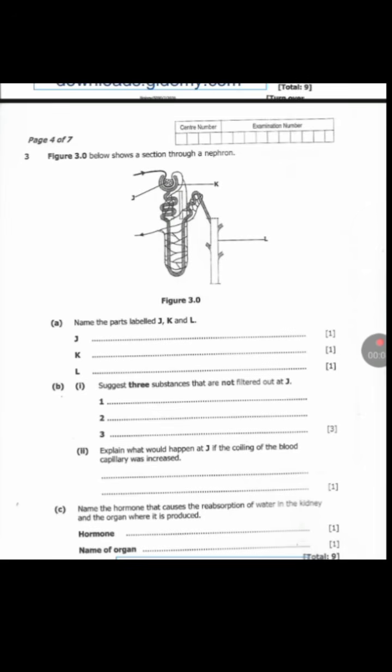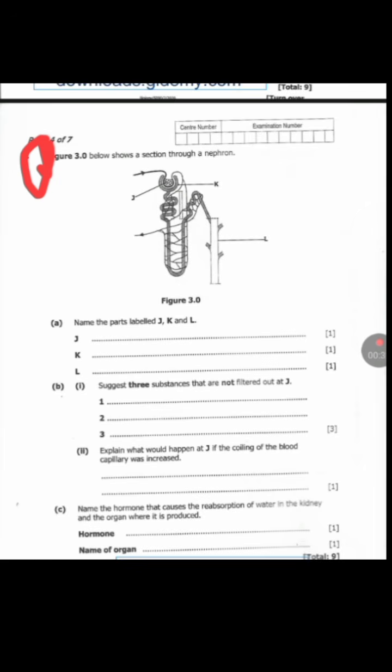Now, I want us to revise through this question, which is question number 3 from the past paper for 2020 GCE. So this question is coming from the topic excretion. So I just want us to go through so that we should be able to know how best we can answer these questions.